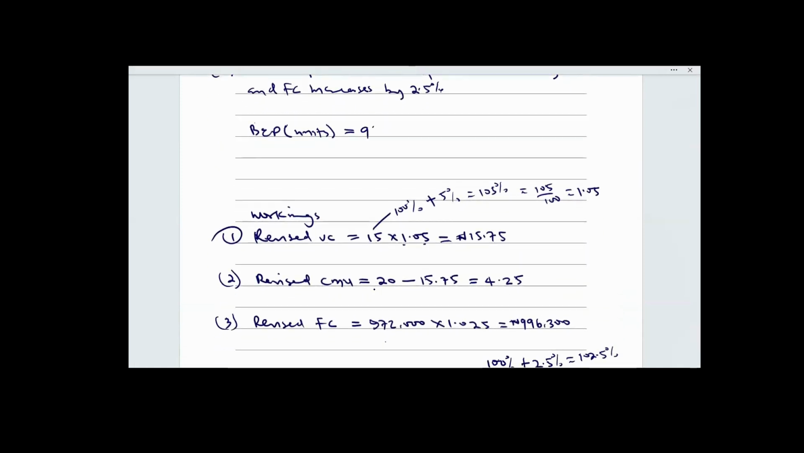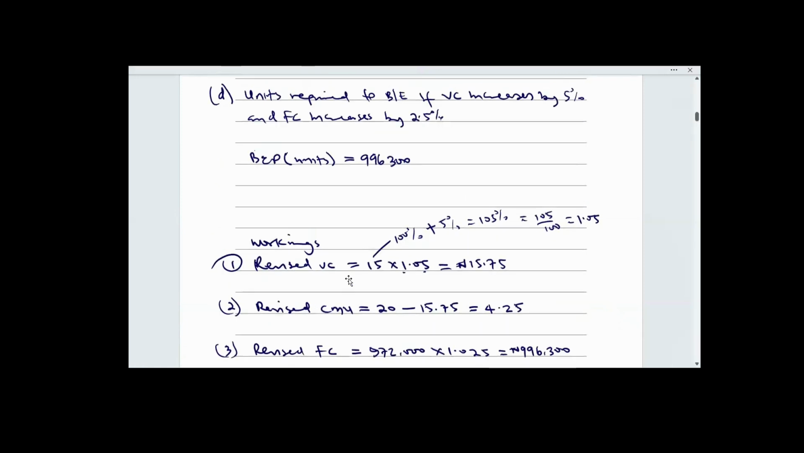996,300. Then divide by, remember we are using the formula fixed cost divided by contribution per unit. Okay? So divide by the revised contribution per unit, which is 4.25. Therefore, what do I have there? 996,300 divided by 4.25 equals 234,424 units. That's the end of the question.